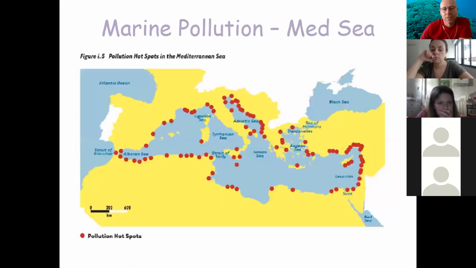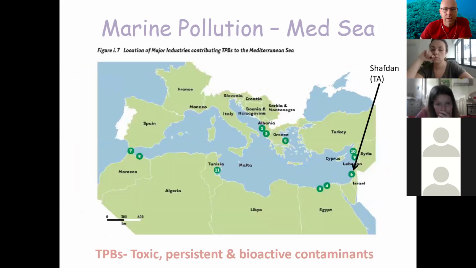Let's see what's happening here. This is the Mediterranean Sea. You can see the pollution hotspots in the Mediterranean Sea. Basically, almost everywhere, with a little bit more concentration in Turkey. They have a lot of industry very close to the beaches, to the coast. And you can see here, these are toxic persistent bioactive contaminants. Basically something which, most of it, is of biological origin.